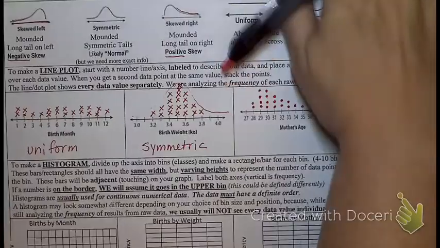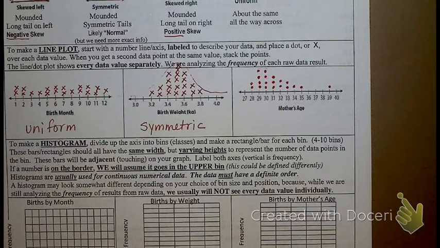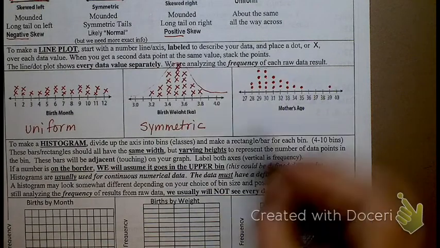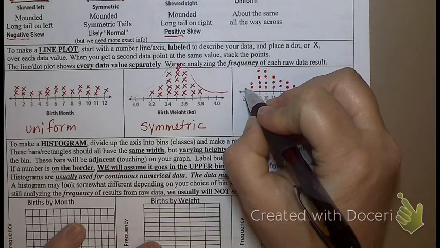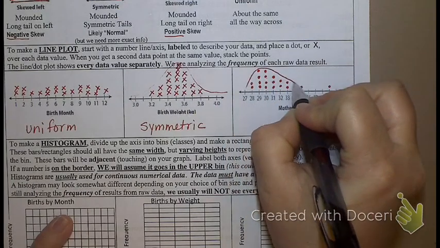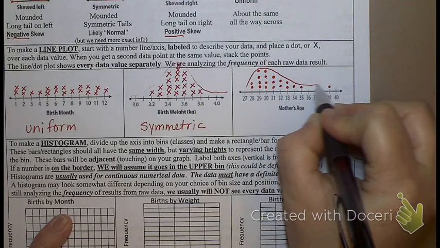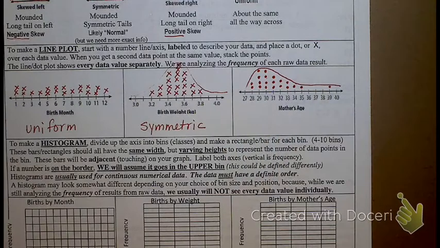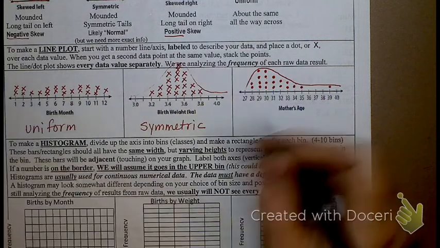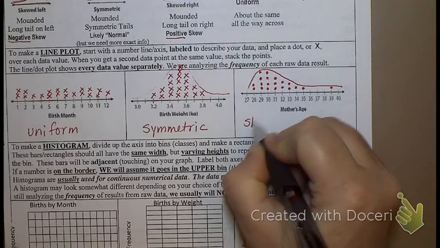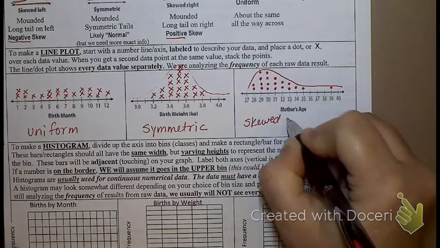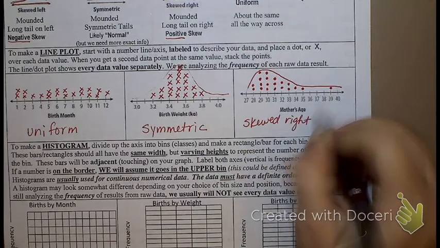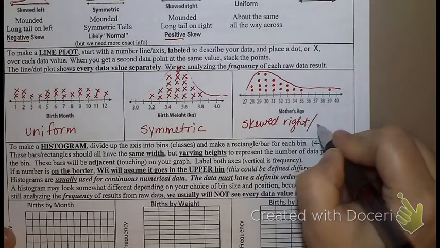What do you notice about this one? If you were to picture the outline of this data, it does have this guy that goes down there, so it kind of goes like that. Is that uniform, symmetric, or skewed? Skewed. What direction is it skewed? Skewed to the right, because that's where the tail is, or we would say it has a positive skew.